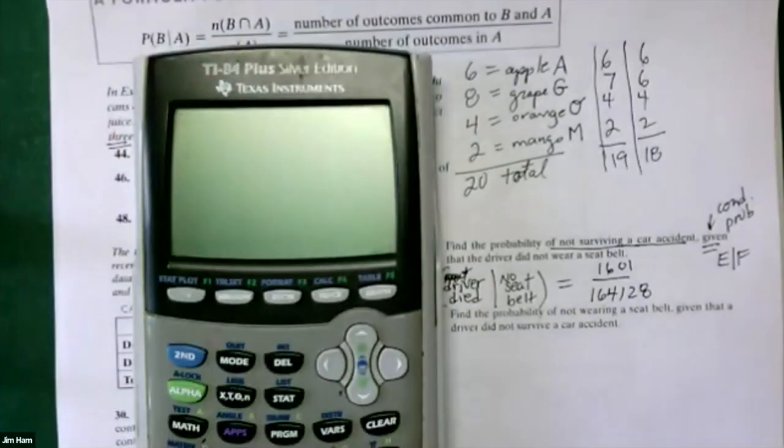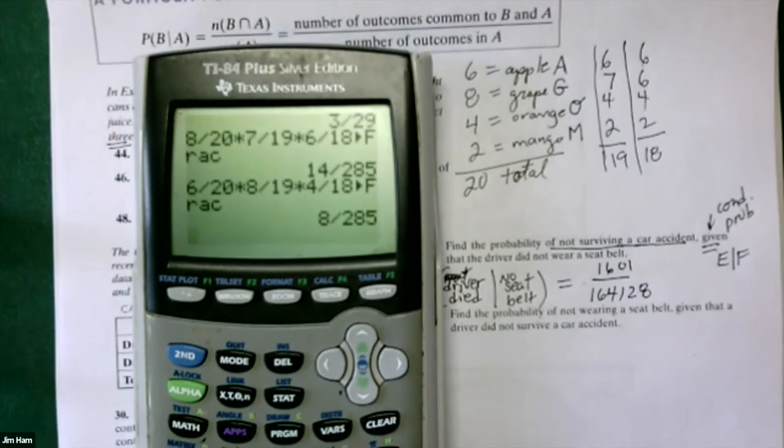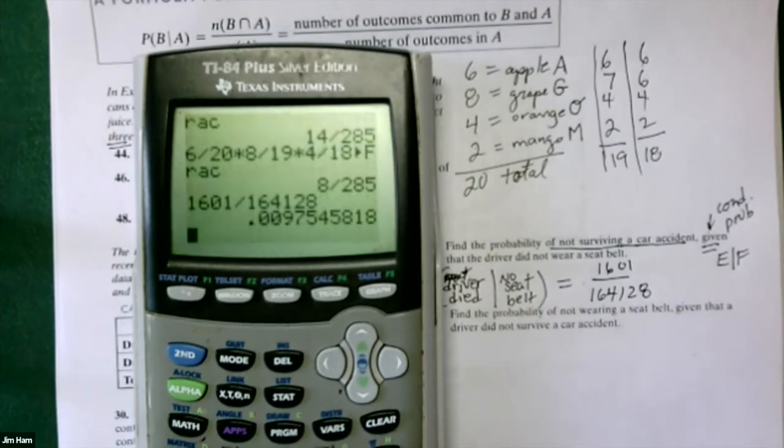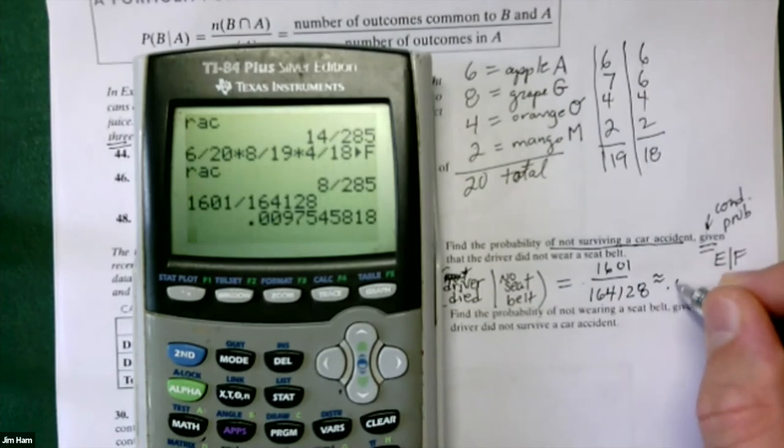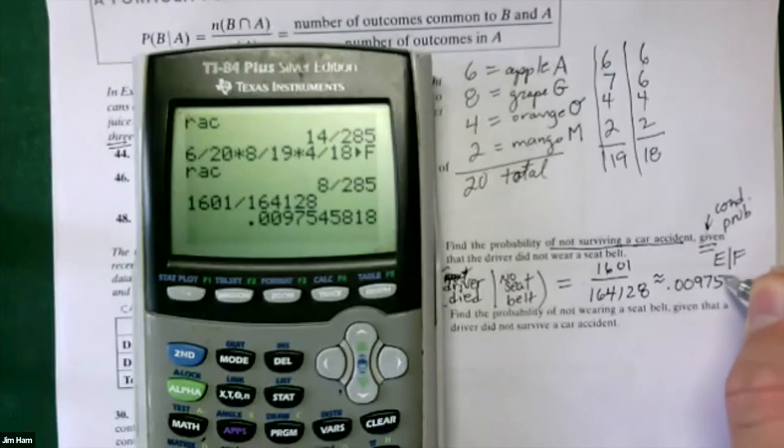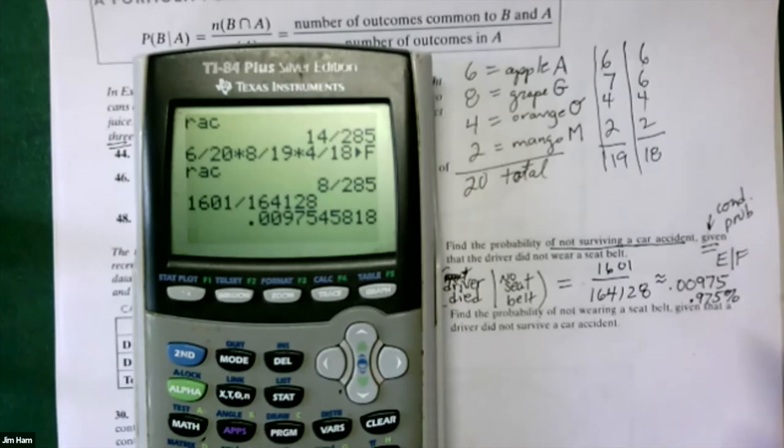You probably want to come up with a decimal number for that. So I'm not going to worry about converting this one to a reduced fraction, but I'm just going to take 1601 and divide by 164,128. And you get 0.00975. So it's about 0.975%, all right? Less than 1% is what that would mean. So it's unlikely that you're going to die even if you don't wear a seatbelt. There's only a 1% chance of dying if you don't wear a seatbelt and you get in a crash.